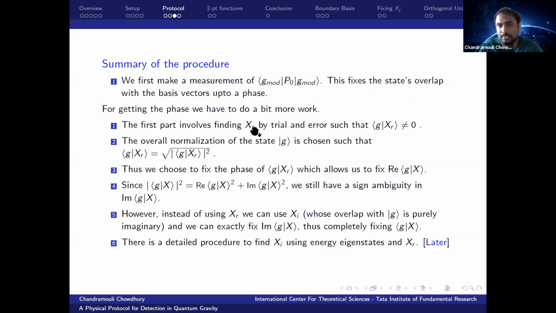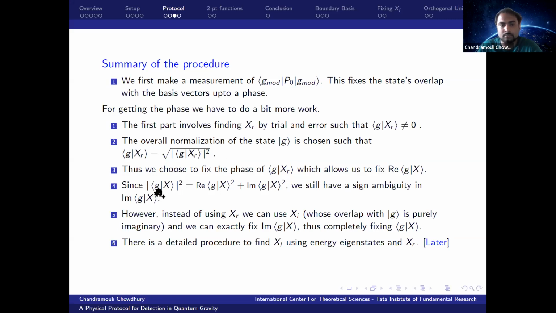The first part involves finding XR by trial and error. So XR is something that you just have to find by trial and error, such that this is not equal to 0 and is a real number. And the overall normalization of the state G is chosen such that this equation is true. So G's overlap with XR is equal to really just mod of GXR. That's going to fix the overall normalization of the state G. Therefore we have already chosen the phase of this, which will allow us to fix the real part of GX from the formula which I described in the previous slide.